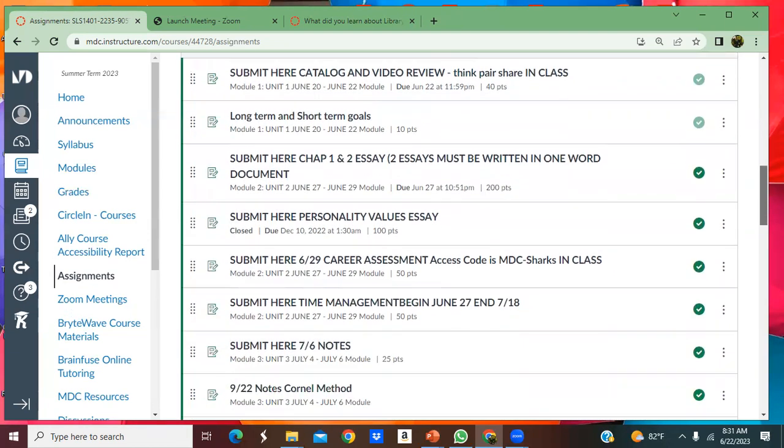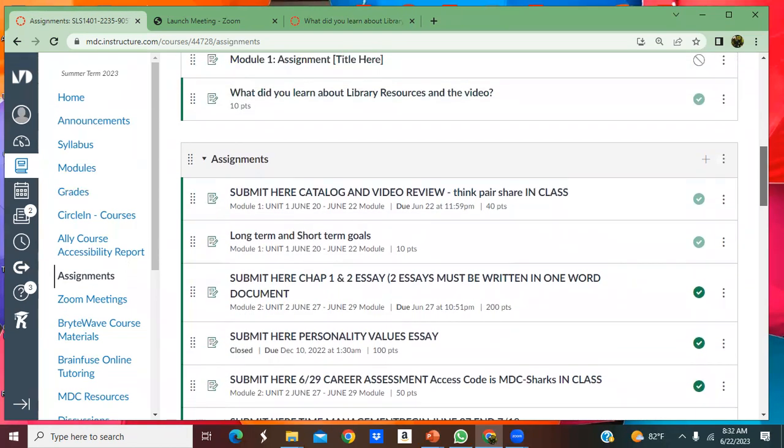Wait, you said one class is equal to 3 credits? Yes, this class is a 3 credit class. For you guys, SLS 1401 is a 3 credit. And for those in SLS 1106, that's a 1 credit class. So most of you in here are SLS 1401, okay?